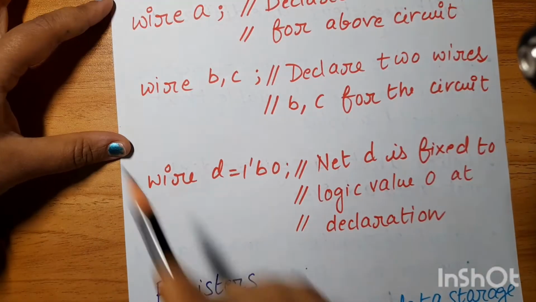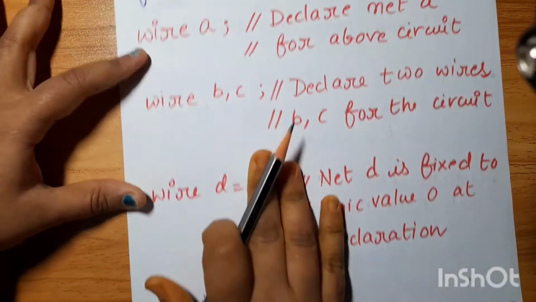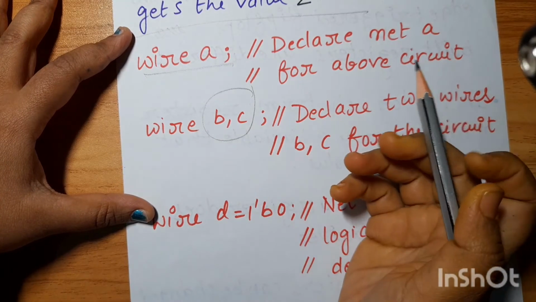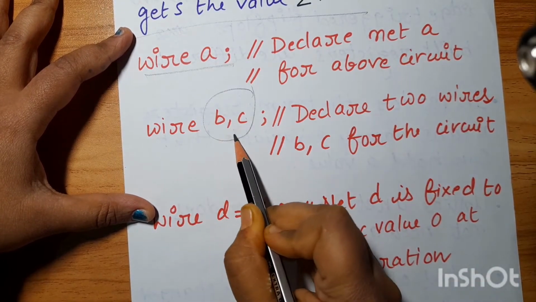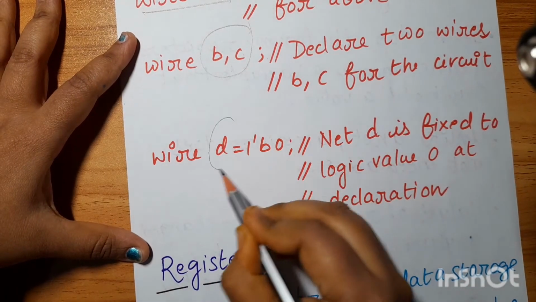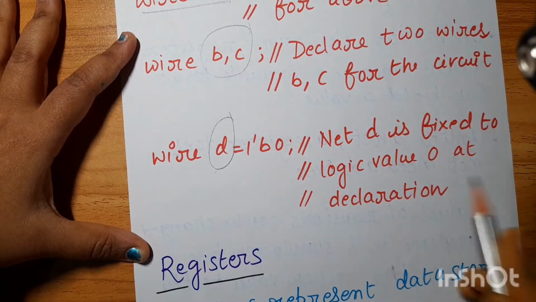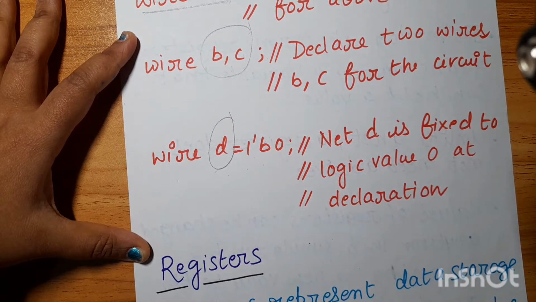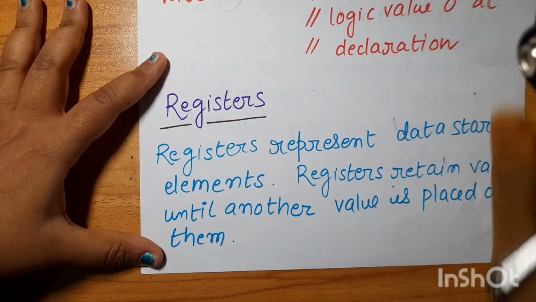So here we are declaring the net A. How are we declaring it? wire A. How are we declaring the inputs of the AND gate, B and C? wire B, comma C, semicolon. How are we declaring a net D with a fixed value of logic 0? wire D is equal to 1'b0.